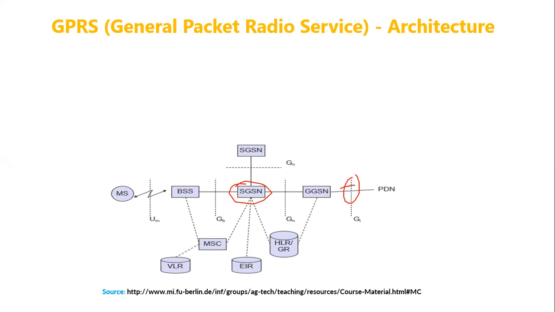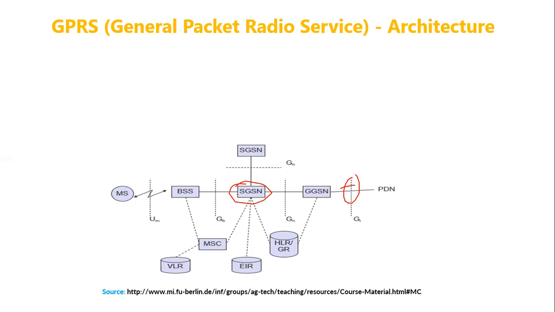It is normally a part of the HLR, and it stores all GPRS relevant data. All data relevant to the GPRS will be stored in the GR.